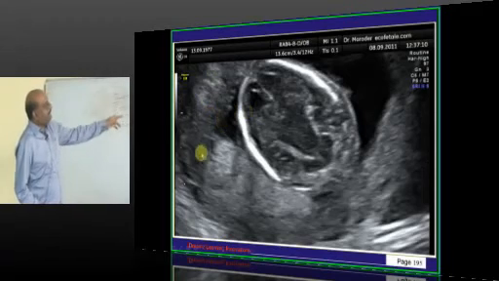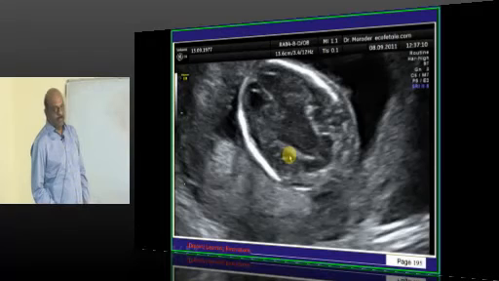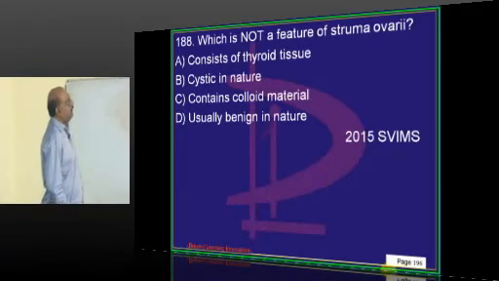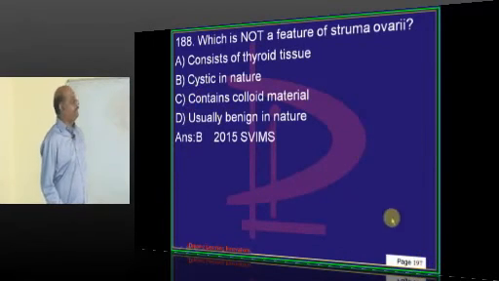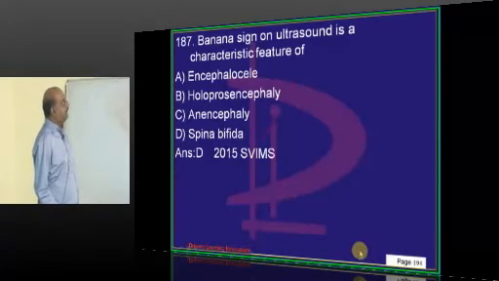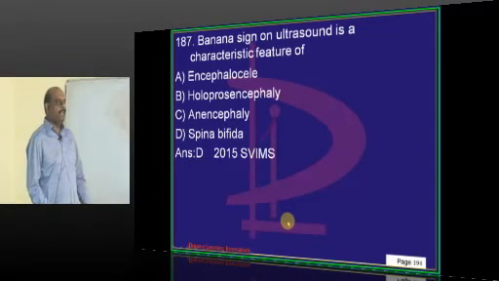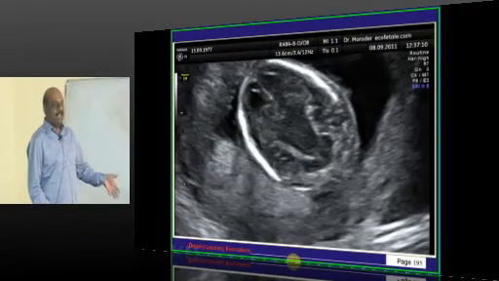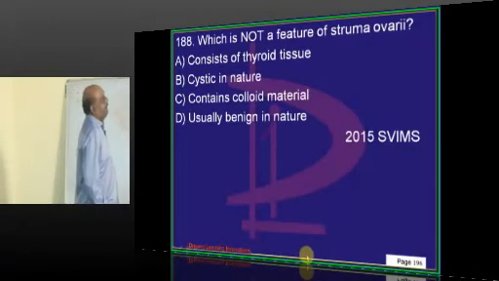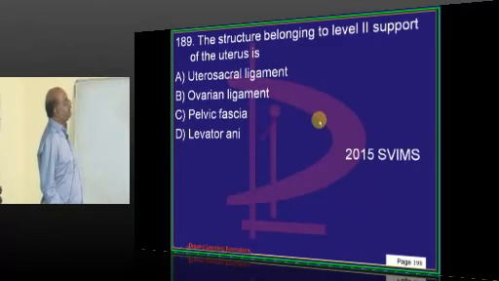Banana sign: basically in spina bifida, that elongated part of the neural tube defect will make the cerebellum look like a banana, which is not a part of struma ovarii. Banana sign is in spina bifida. In anencephaly there is no head; where is the brain inside the head? Here the head is there, the brain is there, but there is a problem in the spinal cord, so the extension looks like that. So thyroid tissue will be there in struma ovarii, it will be colloidal and benign but not cystic.